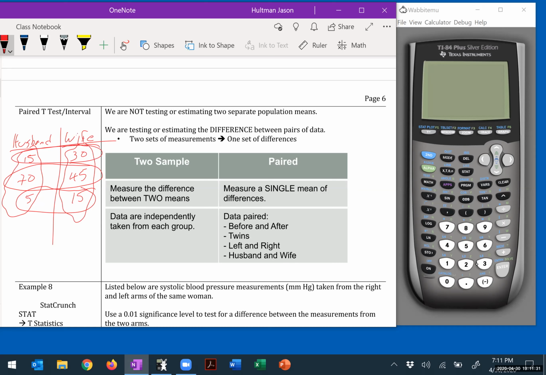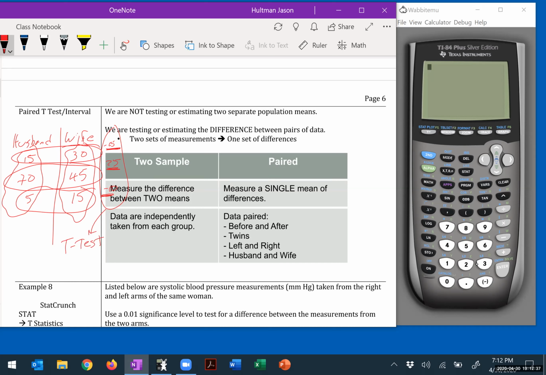So I make it a one sample t-test. It's one sample, and I would use the differences as my data because I'm pairing them together. The data is paired, like before and after you take an exam. Twins, siblings, left and right, husband and wife, these are all things that we could pair one to another.